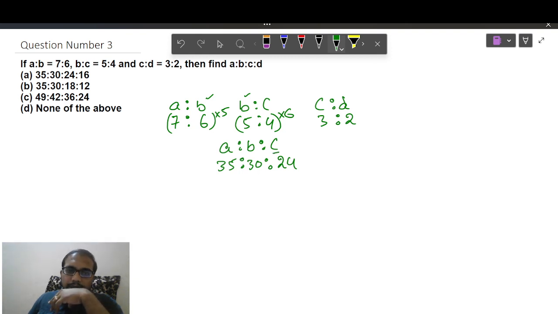But you have the C value the same in these two ratios. Here 3, here 24. If I am multiplying with 8, then shall I get 24 here? Yes. Then I am writing the ABCD ratio also. C value 8 3s are 24 and D value 8 2s are 16. So what is the ratio? 35:30:24:16. Am I clear?